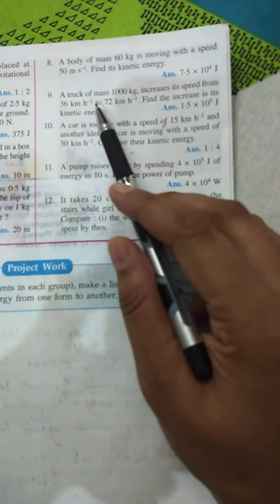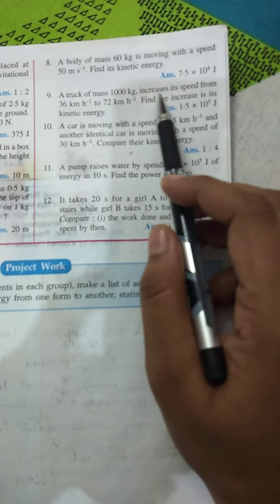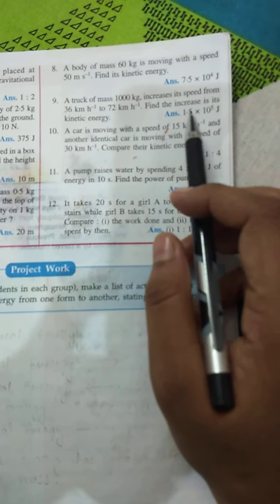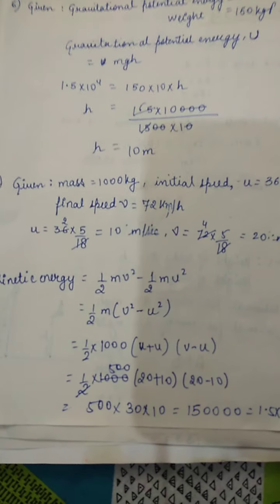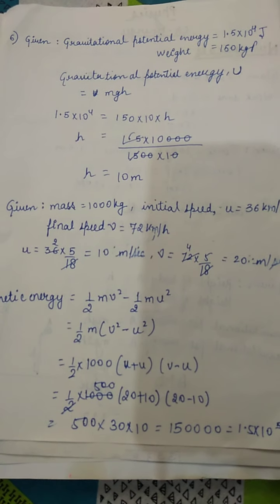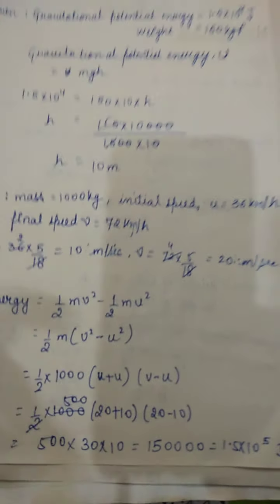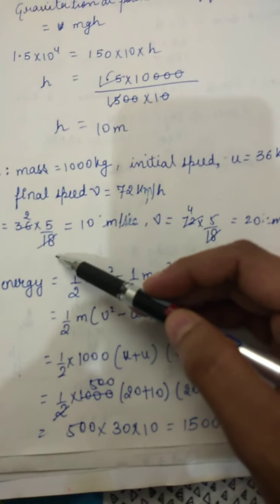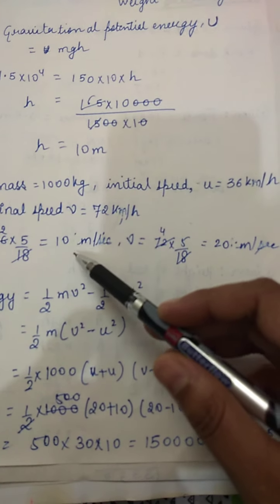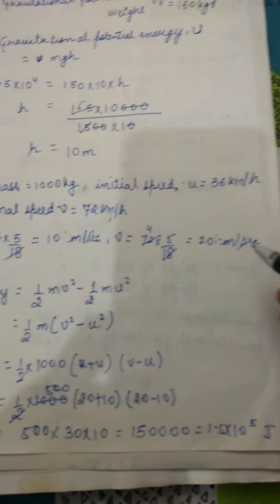The question says a truck of mass 100 kg increases its speed from 36 to 72. You have to find the increase in its kinetic energy. In the question mass is given, initial speed is given, and the final speed is given. It is given in kilometer per hour. You have to change it to meter per second in SI units. So you have to multiply by 5 by 18 both ways. So it will be 10, and it will be 20 meter per second.